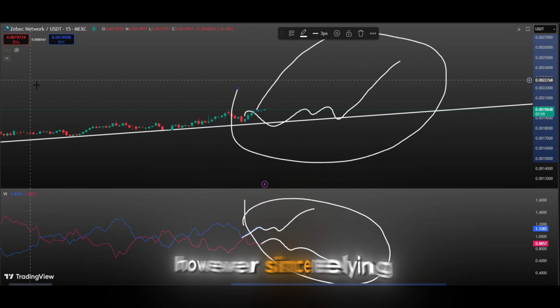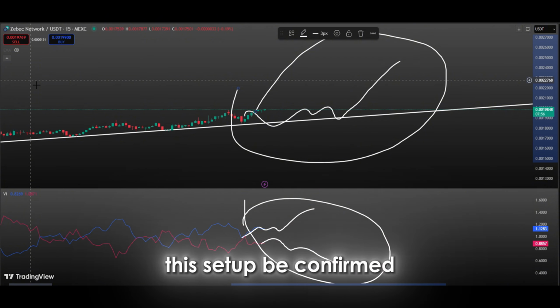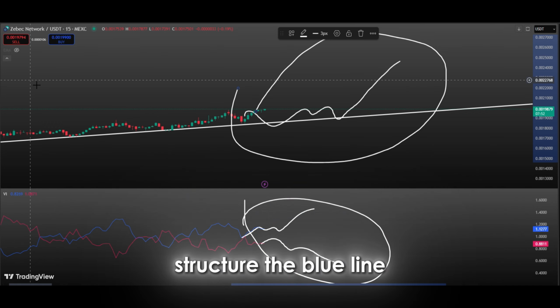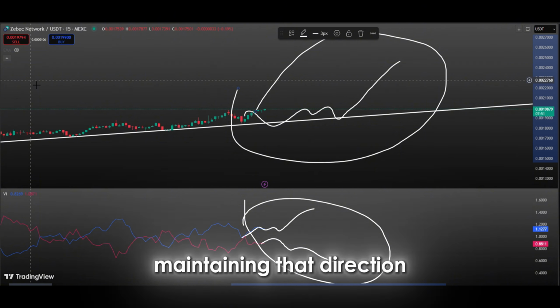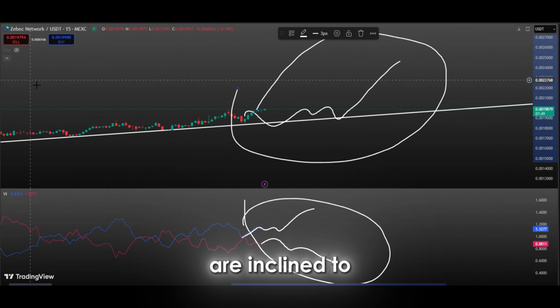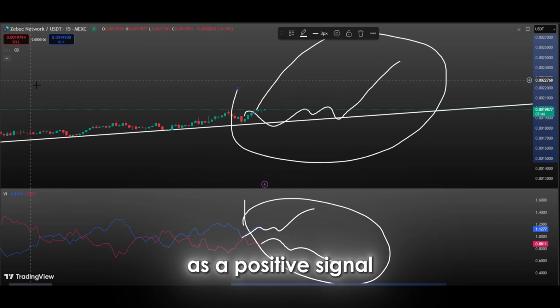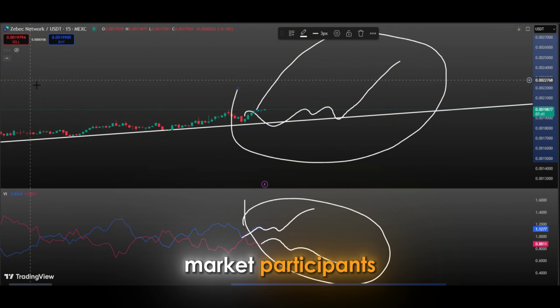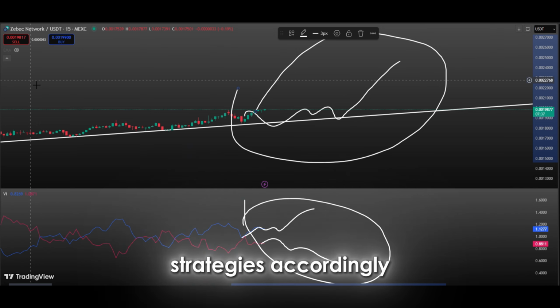However, since relying on a single indicator is not sufficient for decision-making, it's important that this setup be confirmed with additional technical indicators. In the current structure, the blue line turning upward and maintaining that direction indicates that prices are inclined to move higher. If this line holds its position or continues to rise, it will continue to be interpreted as a positive signal from a technical perspective. Market participants typically monitor such signals closely and adjust their strategies accordingly.